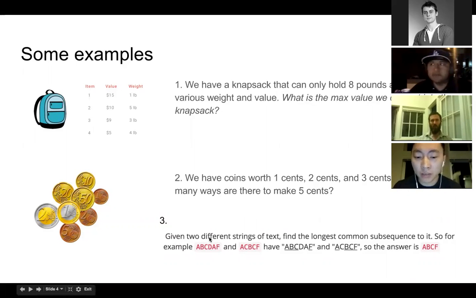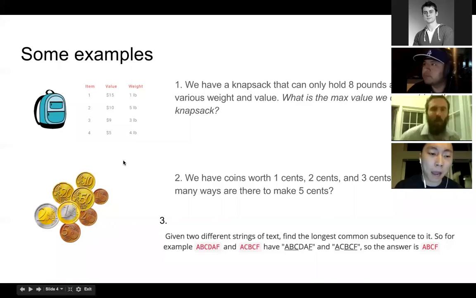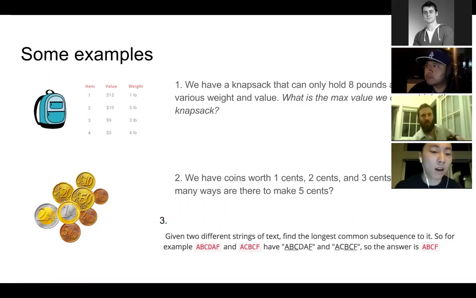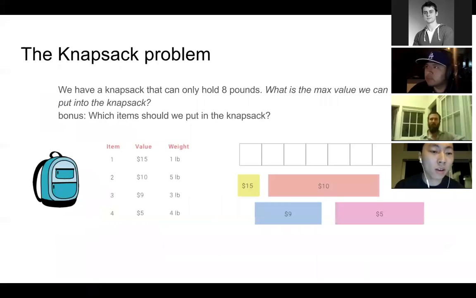And the third one is, given 2 different strings, find the longest common subsequence. For instance, ABCDAF and ACBCF. These are the letters, and the longest common subsequence is 4. What do these 3 questions have in common is that it's all about a lot of different ways to make 5 cents, to put things into a knapsack, and what's the best way. So you can think about dynamic programming as an algorithm that solves questions dealing with combinations or many different ways of doing something.